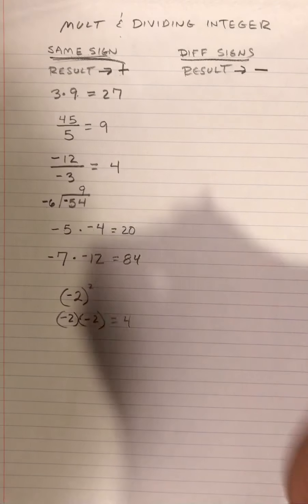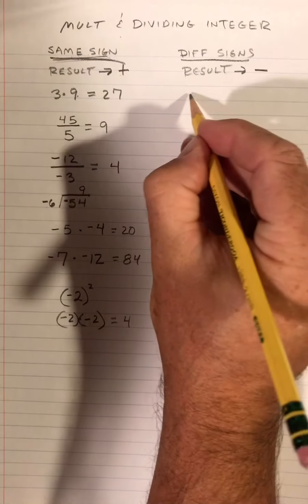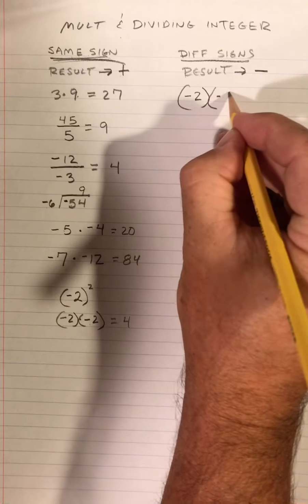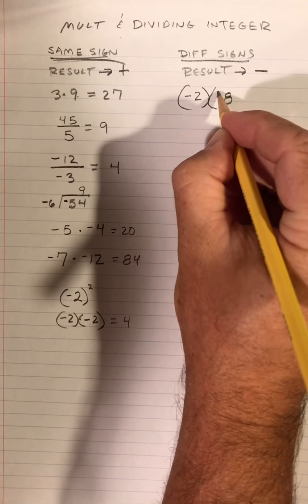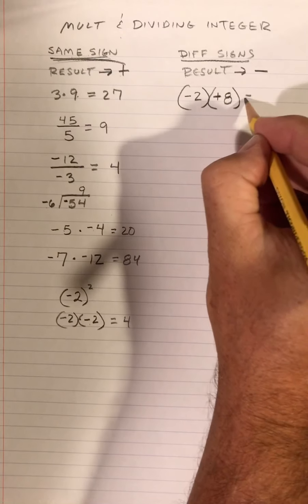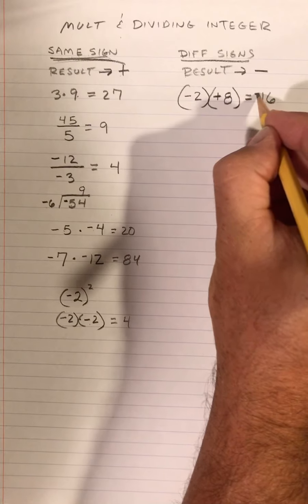All right? Different signs. All right? When the two numbers have different signs, one positive, one negative, the result is always going to be negative when you're multiplying or dividing. Okay? This was not true for addition and subtraction. Okay? But it's always true for multiplication and division. Here's some examples. Let's try negative 2 times positive 8. Okay, two different signs. Still multiply the same way. Still get 16, but my answer is going to be negative.